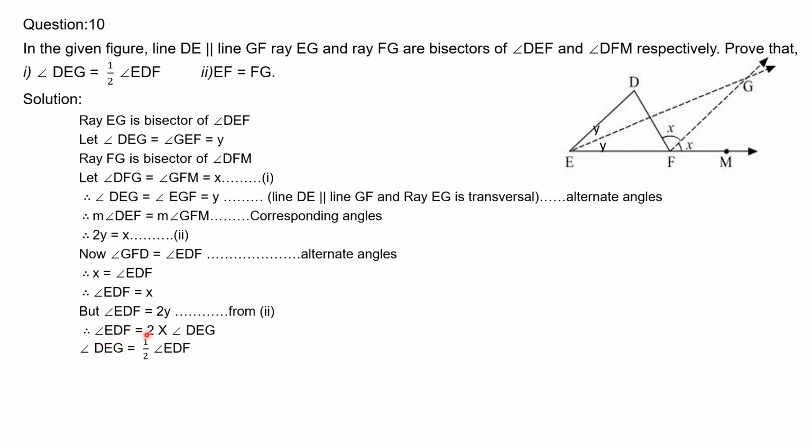Therefore angle EDF is equal to 2 into y, meaning 2 into angle DEG. Therefore angle DEG is equal to half of angle EDF. It is our first proof. Now we write the second one, EF is equal to FG. In triangle EFG, angle GEF is equal to angle EGF is equal to y. Isosceles triangle property.